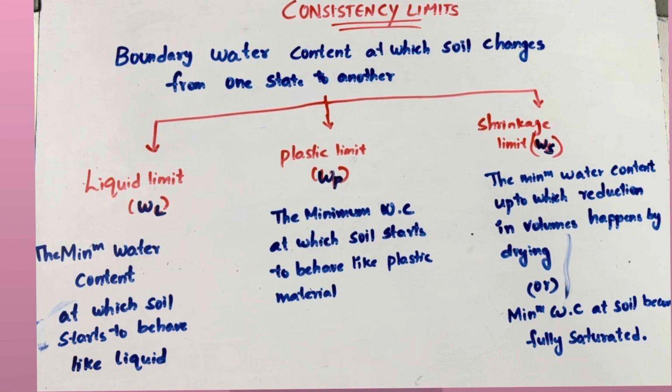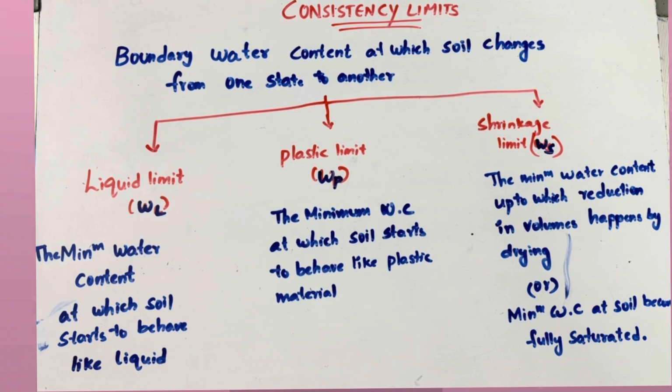And next, coming to the plastic limit, the boundary water content at which the soil changes from semi solid to plastic state. When the soil changes from semi solid to plastic state, that particular boundary water content is called the plastic limit, or we can also define it as the minimum water content at which soil starts to behave like a plastic material. Here, when the soil behaves like a liquid, that is the liquid limit, and when the soil behaves like a plastic material, that is the plastic limit. That is a simpler one, right?